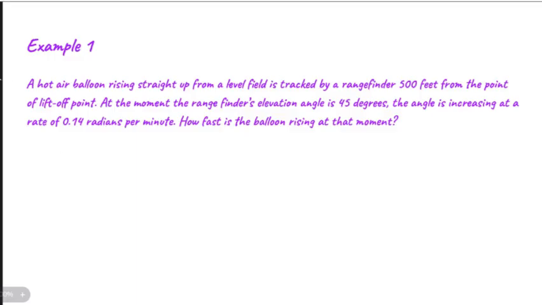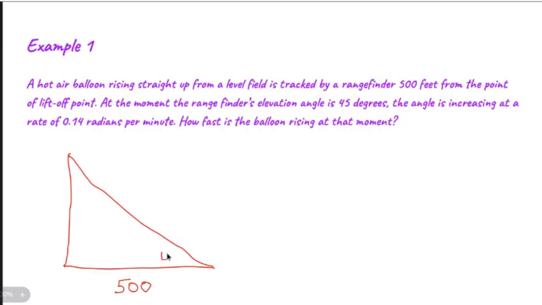A hot air balloon rising straight up from a field, a level field, like that exists, is tracked by a rangefinder 500 feet from the point of liftoff. So this little side here is 500 feet. At the moment, the rangefinder's elevation is 45 degrees. So let's create ourselves a little right triangle, 45 degrees, and we would have some kind of side x here.